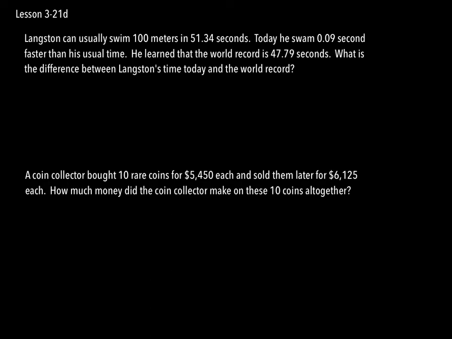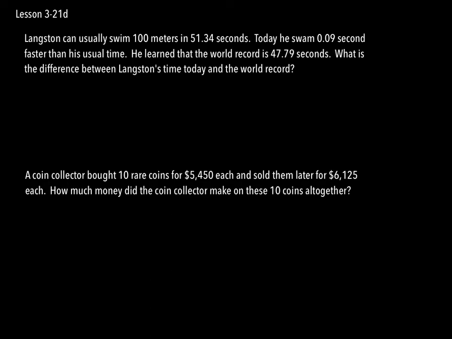Okay? When you're done, I want you to move on to problem number 2, which says a coin collector bought 10 rare coins for $5,450 each and sold them later for $6,125 each. How much money did the coin collector make on these 10 coins altogether? Again, multi-step problem, figure out what to do. When you are done with both problems, restart the video, check and see how you did.